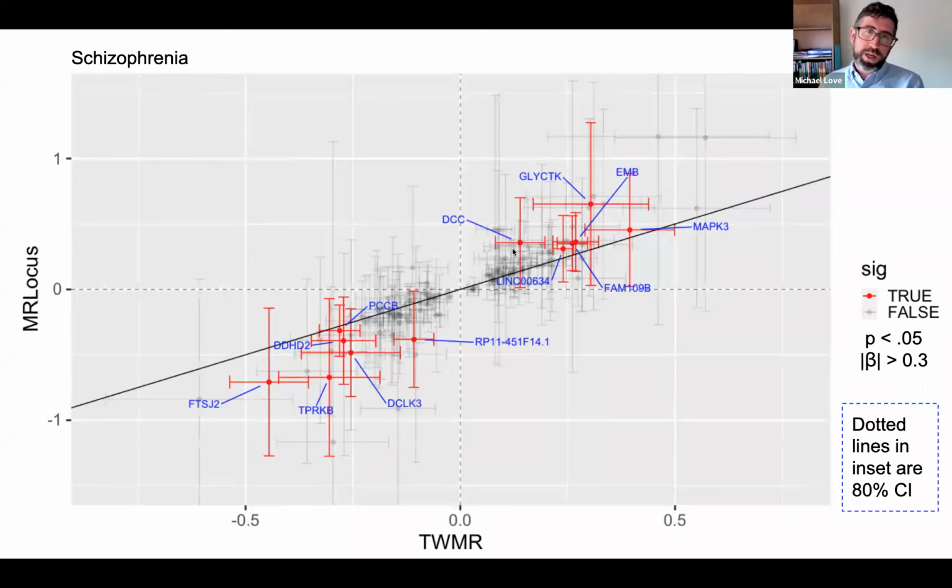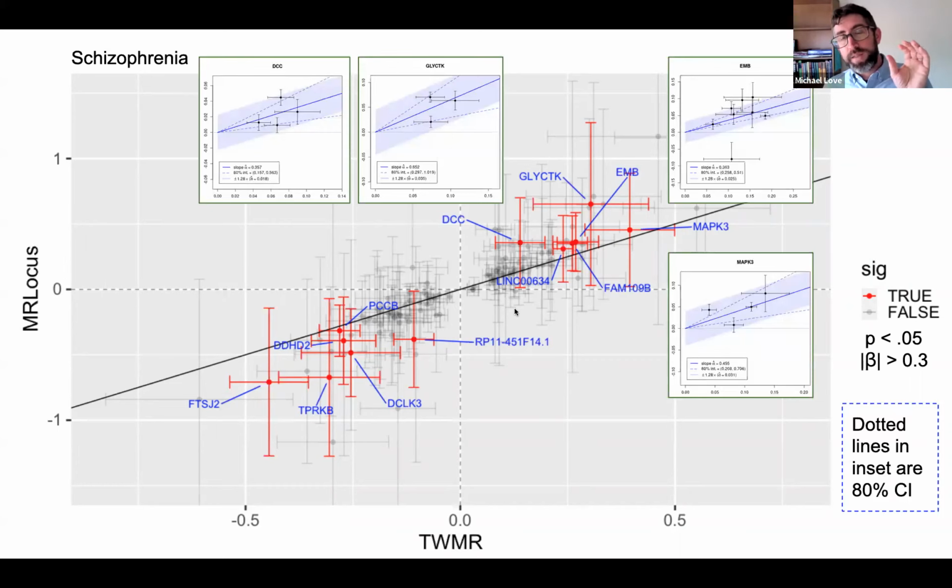This is now changing the x-axis to the TWMR effect size, and ours on the y-axis. Again, they're similar and in a similar direction, but ours have a little bit larger intervals. We're passing along more uncertainty.